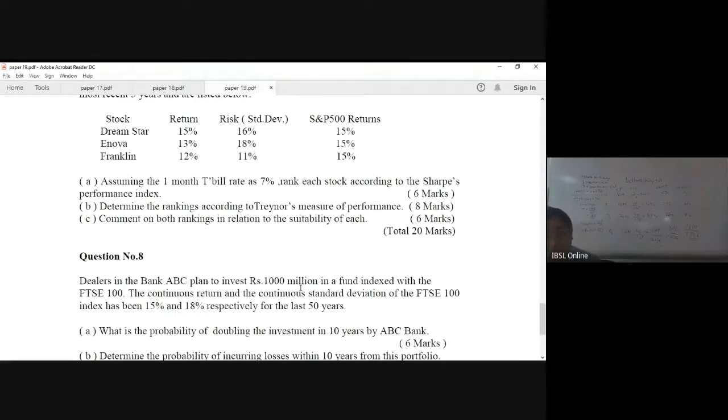Now in this sum, the allocated marks are higher for part B because it involves more work, because there you have to calculate the beta, and that beta has to be utilized in order to get the Treynor measure calculated.